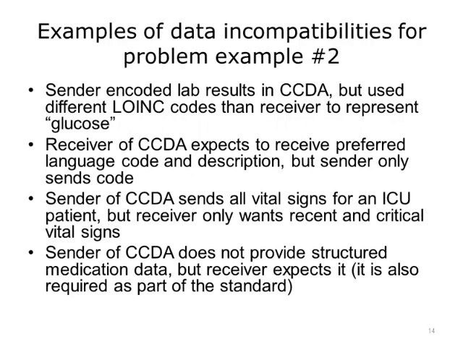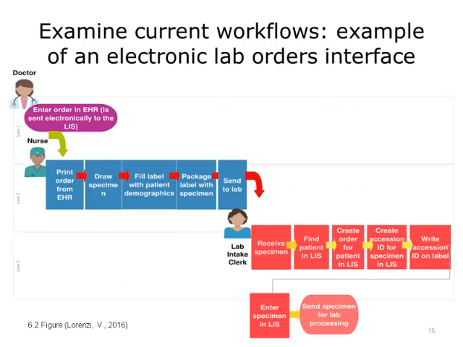Imagine if the patient care summary was a CCDA document. Some examples of data incompatibilities could be that different codes were used to represent glucose. The receiver was expecting both codes and the description of the codes, but only received the codes. The receiver got more data than expected or desired, or the receiver did not get structured medication data as expected since it is part of the standard. What other possibilities could you think of?